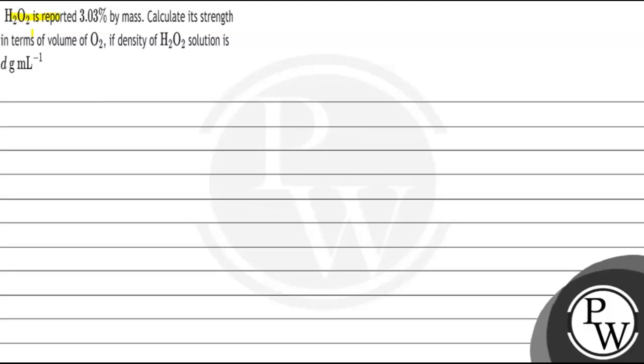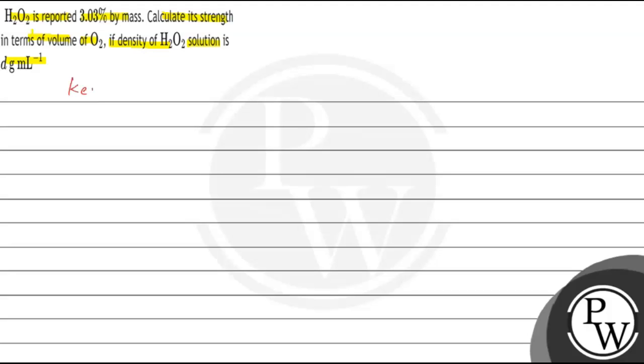H2O2 is reported 3.03% by mass. Calculate its strength in terms of volume of O2 if density of H2O2 solution is d gram per milliliter.